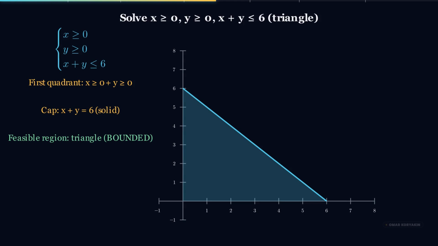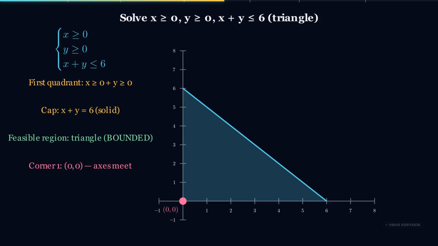X equals 0 and y equals 0 meet at the origin 0, 0. X equals 0 and x plus y equals 6 meet at 0, 6. Y equals 0 and x plus y equals 6 meet at 6, 0. Three corners total. Step 4. Verify each corner is on the correct side of every inequality.